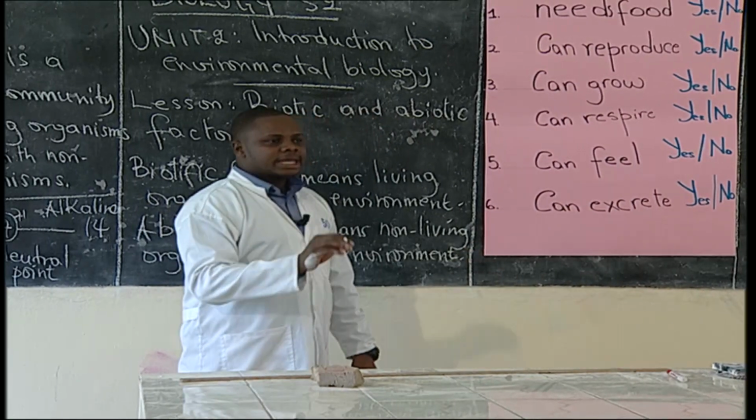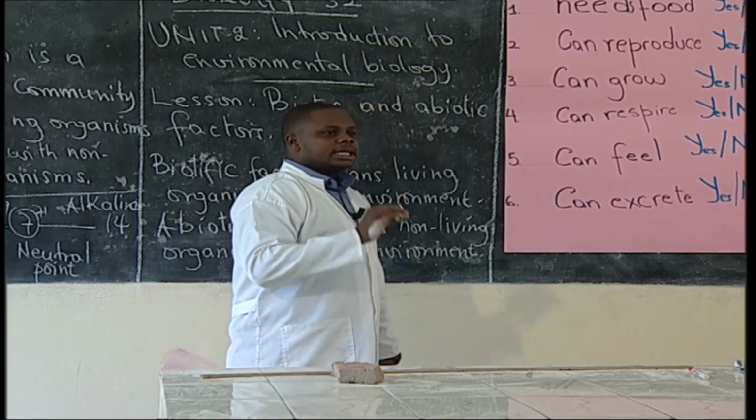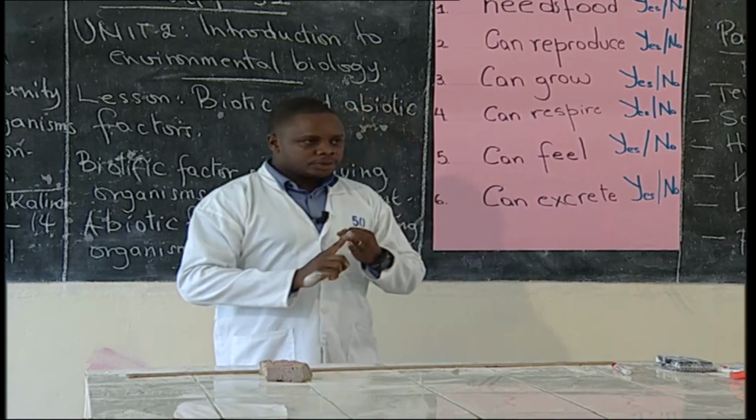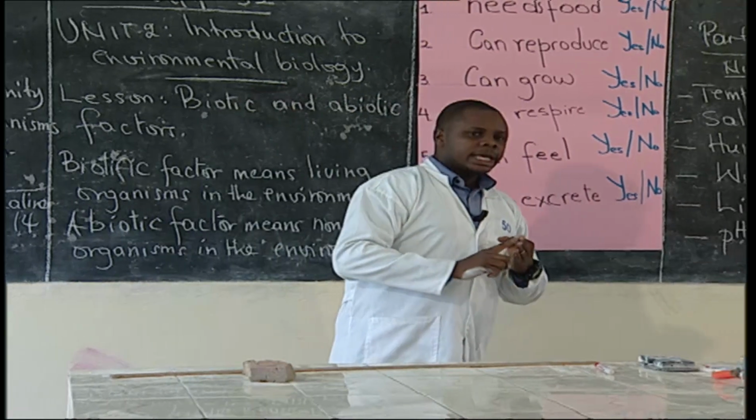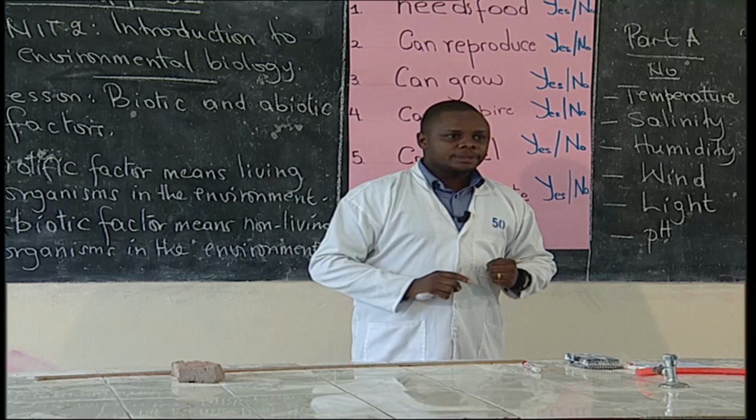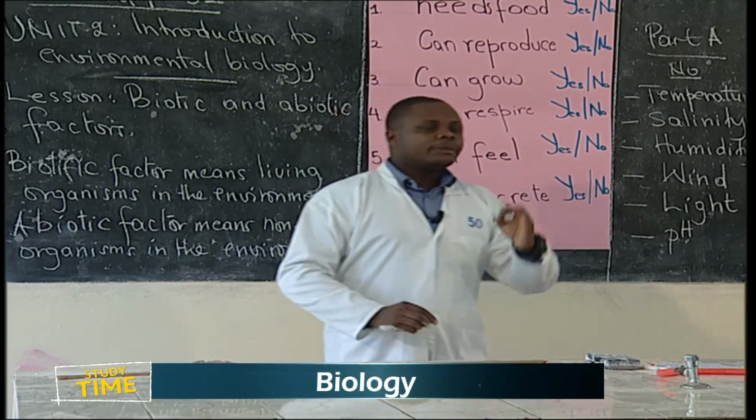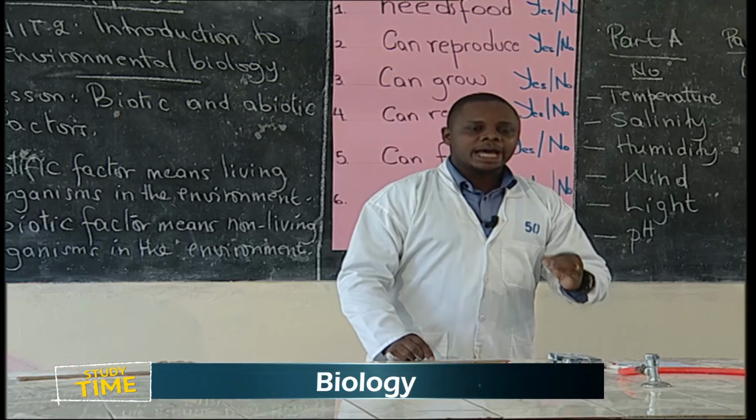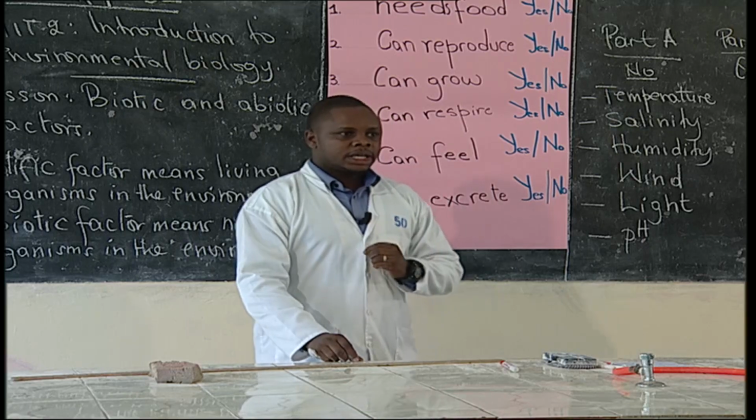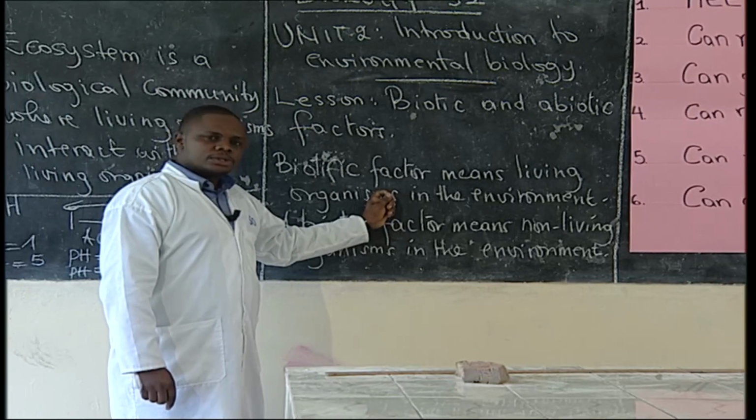Remember, when you were studying living organisms, you said that living organisms feed, they grow, they reproduce, they move from one place to another, they respire, and they excrete. That's what makes them different from non-living organisms, which cannot do that. So those living organisms are the ones we call biotic.